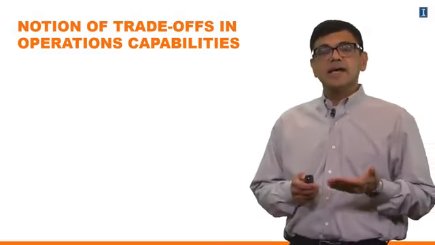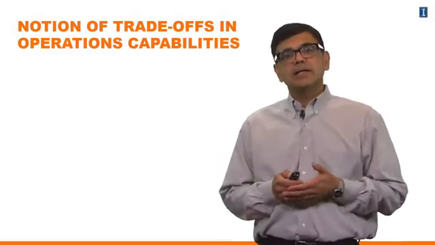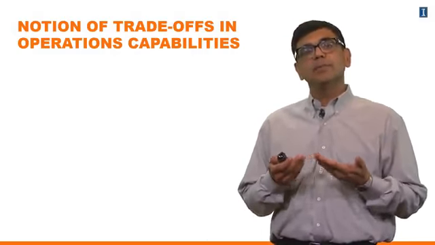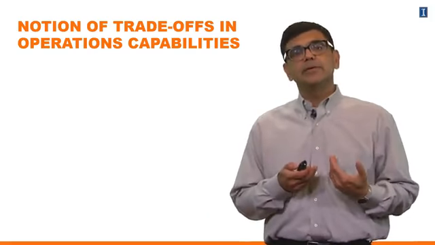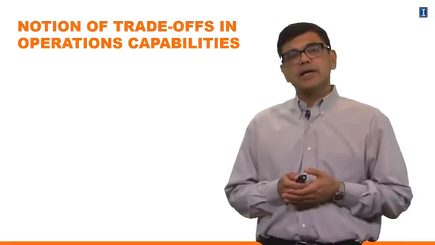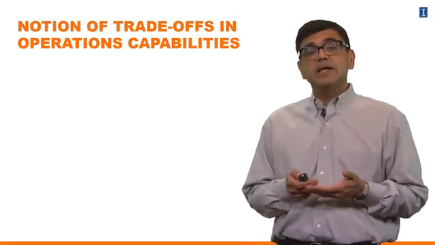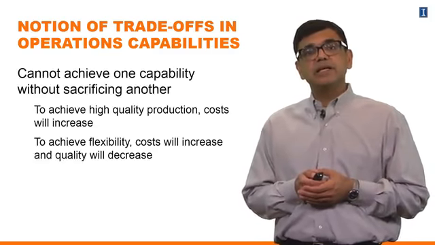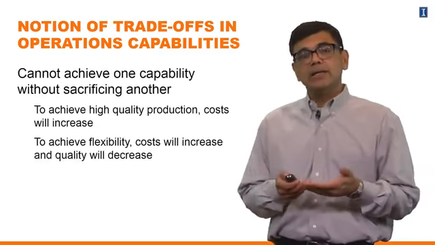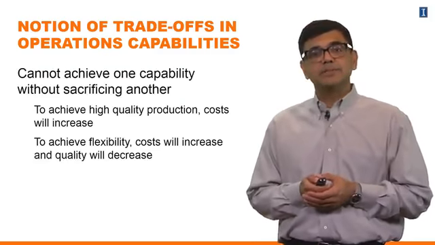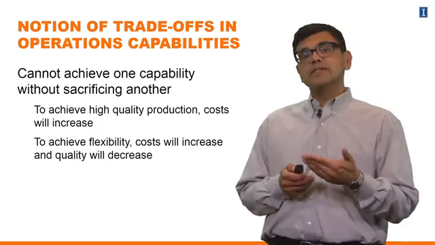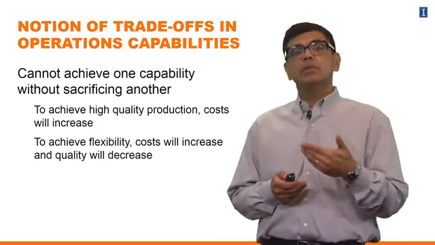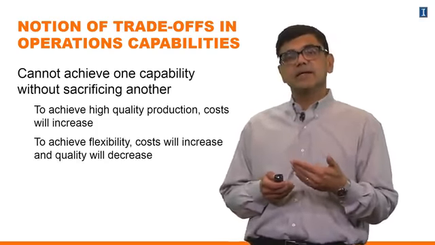Most businesses have to make some kind of compromise in terms of what they're able to offer their customers and what kind of capabilities they're able to build in order to offer different things to customers. If they try to be everything to everybody, then it usually ends up being an issue, and they end up being not liked by any of their customers. So the idea of trade-offs is the idea of compromises: a business cannot achieve one capability without sacrificing another.